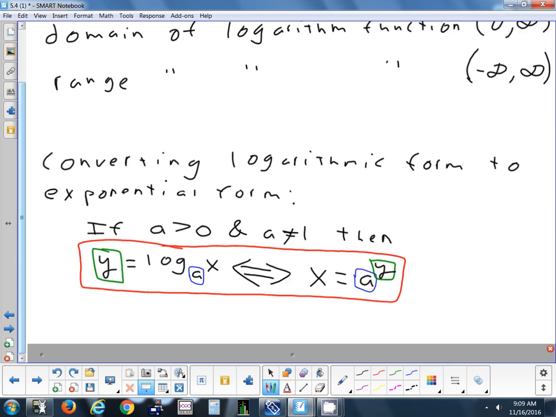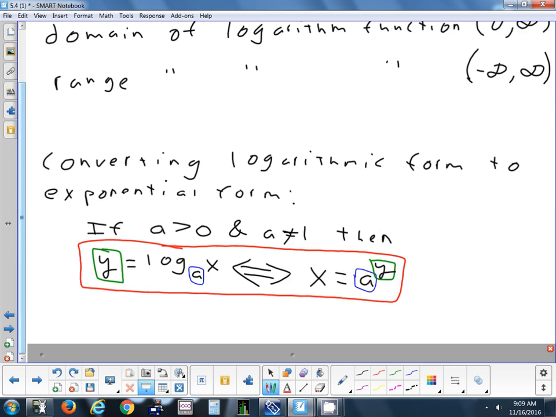Okay, so again, for this formula, I said earlier that the base has to be greater than 0. No negatives there. And for this particular formula, the base will not be a 1. All right. So there's three things, and we've got to figure out where they go.